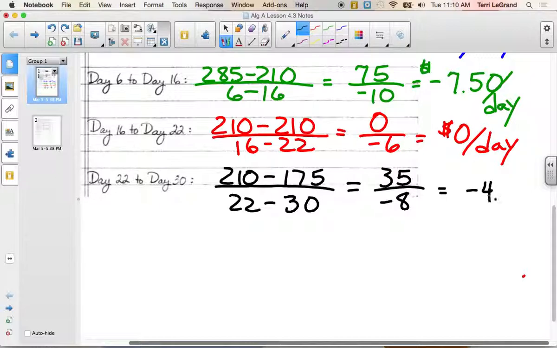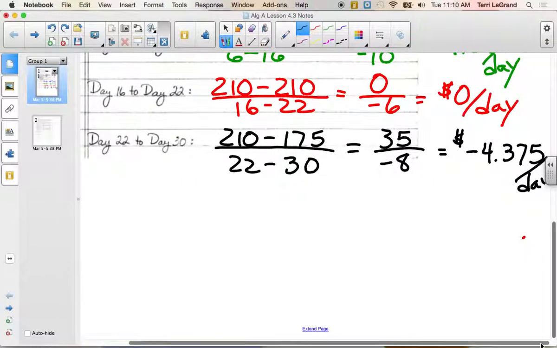Negative 4.375. And you know what? We're going to leave it like that. I know it's money, but it's okay. We'll just leave it as 4.375. It's like 37.5 cents is what that means. But that's okay. And then per day. Now, if it is money, can you just round that to negative 4.38? Yeah, you could. It could also be negative $4.38. I would not count that wrong.